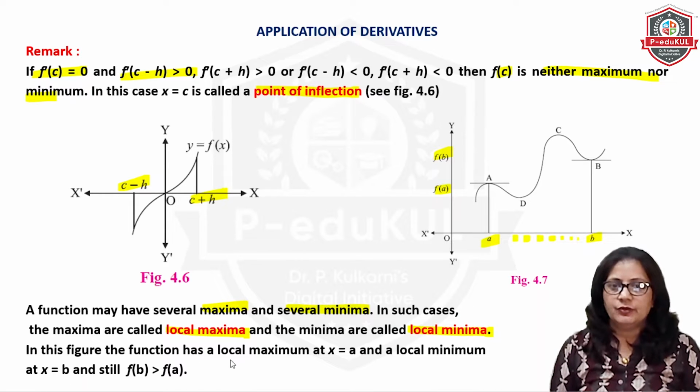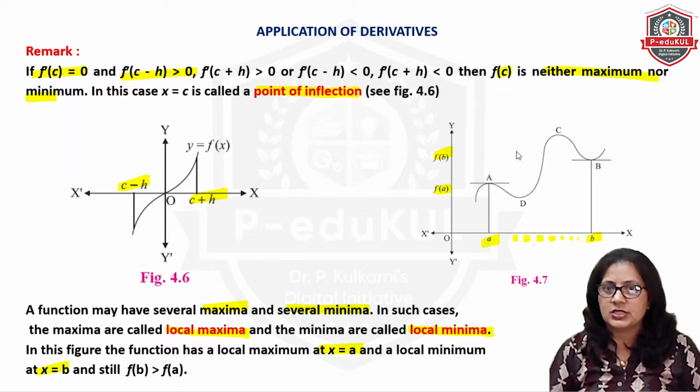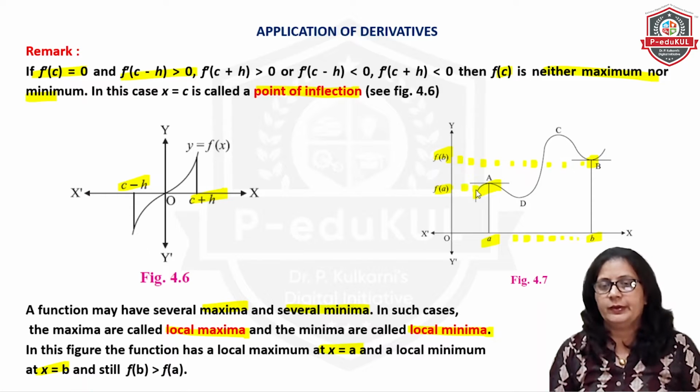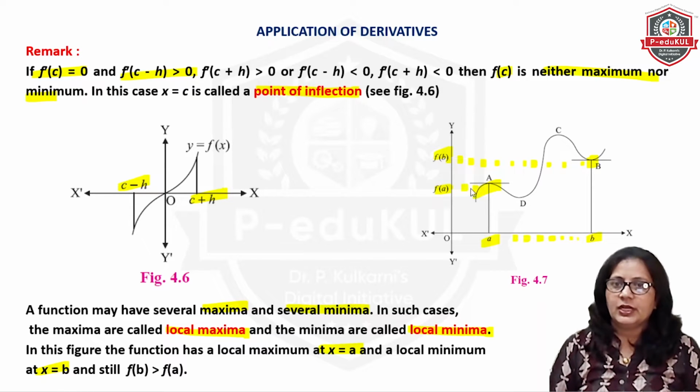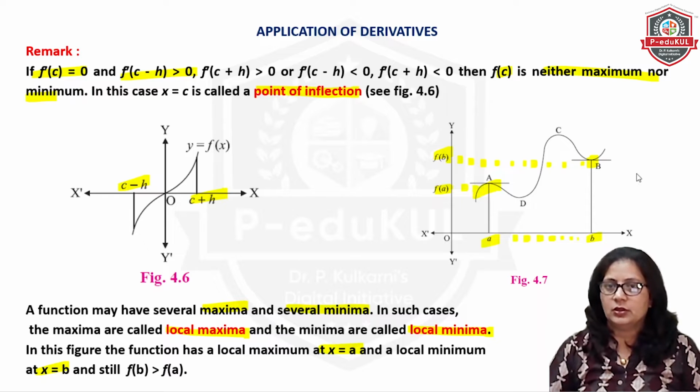So in this figure, the function has a local maximum at x is equal to a and a local minimum at x is equal to b. Here you can see that here it is maximum and here it is minimum. f of b is here, and this is f of a. Graphically, I think this figure will depict more of a picture about the concept.